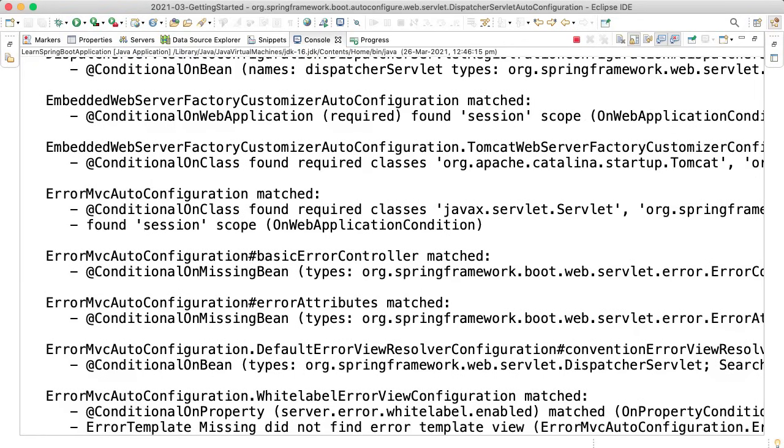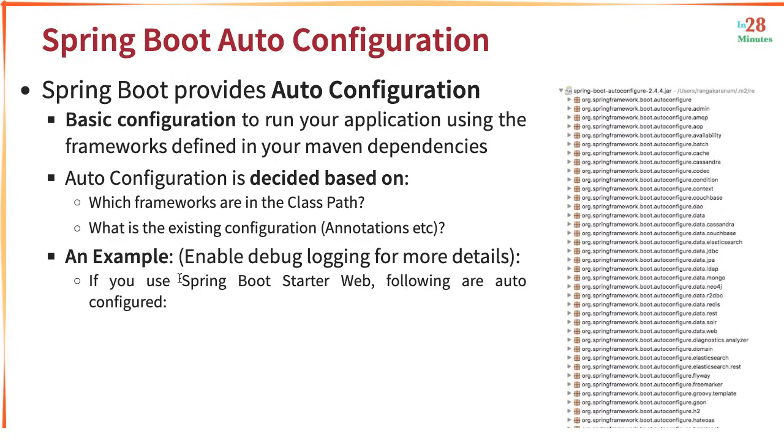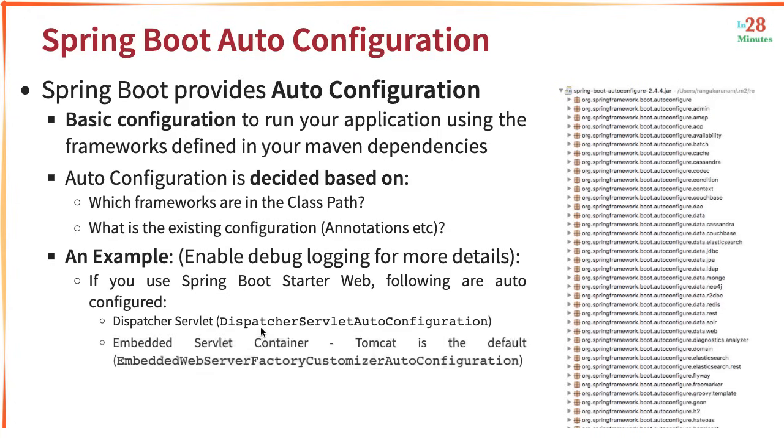Similar to that, you'd see that there are a lot of other things which are auto configured. You can see that because this is a web application, something called an error MVC auto configuration is enabled. As we looked right now, when we are using Spring Boot Starter Web, the following details are auto configured. We saw dispatcher servlet auto configuration. You'd see that an embedded servlet container is also auto configured. We want to use Tomcat to run our web application. This is auto configured by default when we are using Spring Boot Starter Web. There are also default error pages which are auto configured.